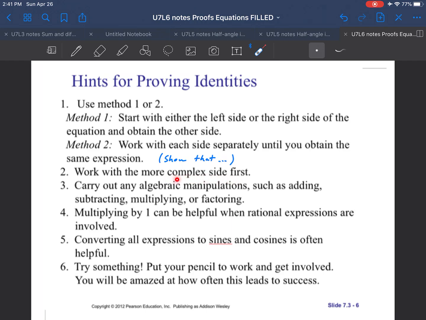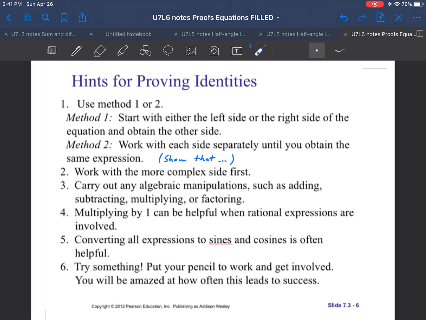Usually it's easier to work with the more complex side first, right? So you take a more advanced or more messy looking equation or expression and simplify it. It's good to add, subtract, multiply, divide, or factor when you see that that's the form that you want on one side. Multiplying by 1, top and bottom, same form can sometimes get you the expression that you want. This is a nice one. If you have no idea what to do, you can write everything in terms of sine and cosine and try and go from there.